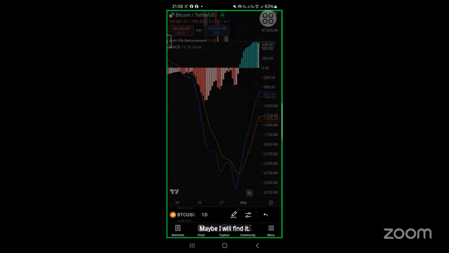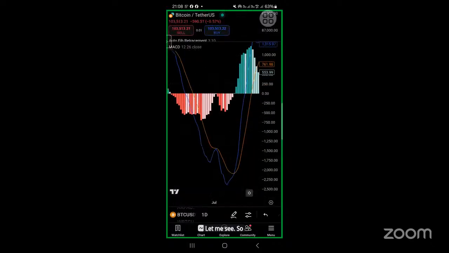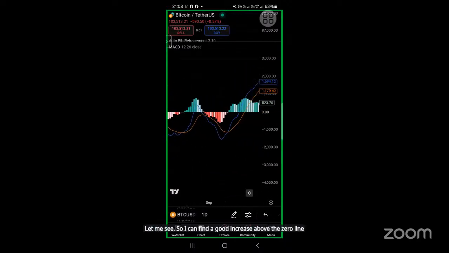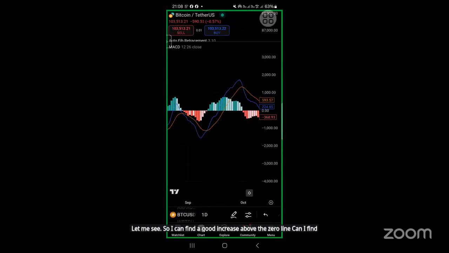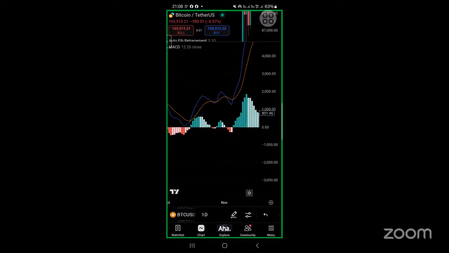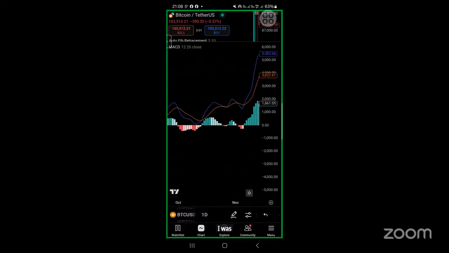I just like to teach with examples. Let me see if I can find a golden cross above the zero line. Can I find a golden cross above the zero line? Aha, this one. This is what I was talking about. Aha, I was looking for this. Okay.